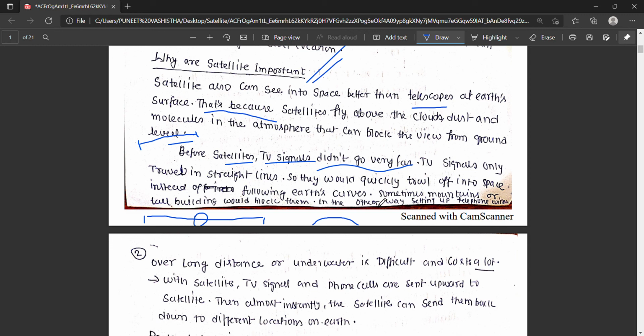Let me give you another example of why it is important. Sometimes mountains or tall buildings would block them. Earlier I told you about the line of sight.